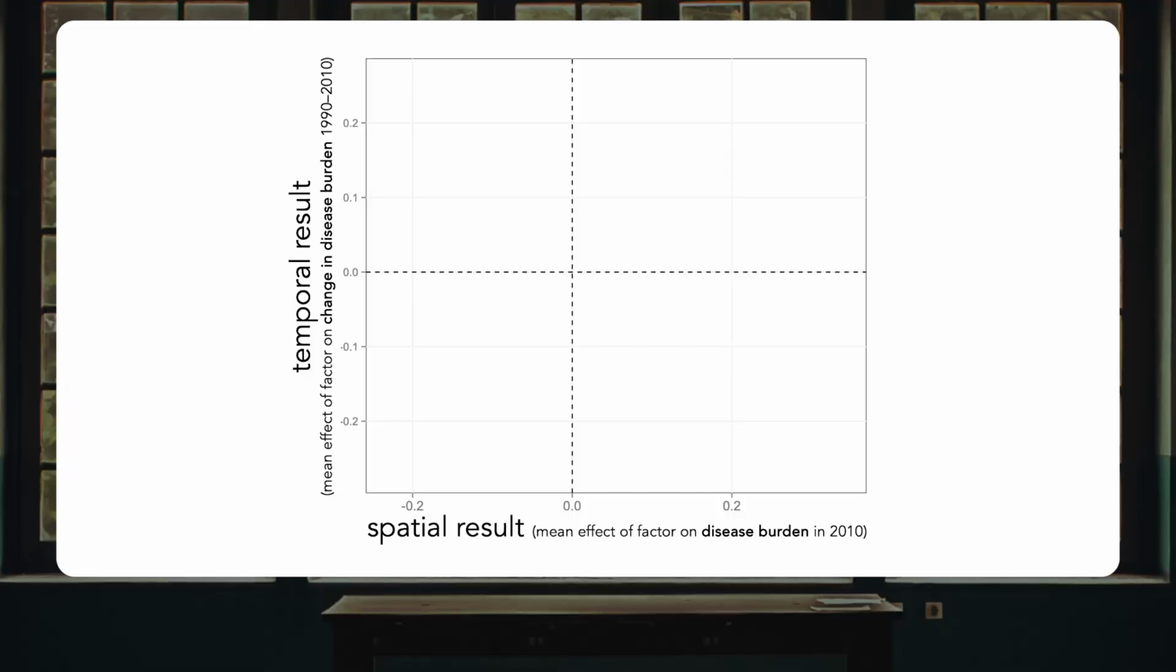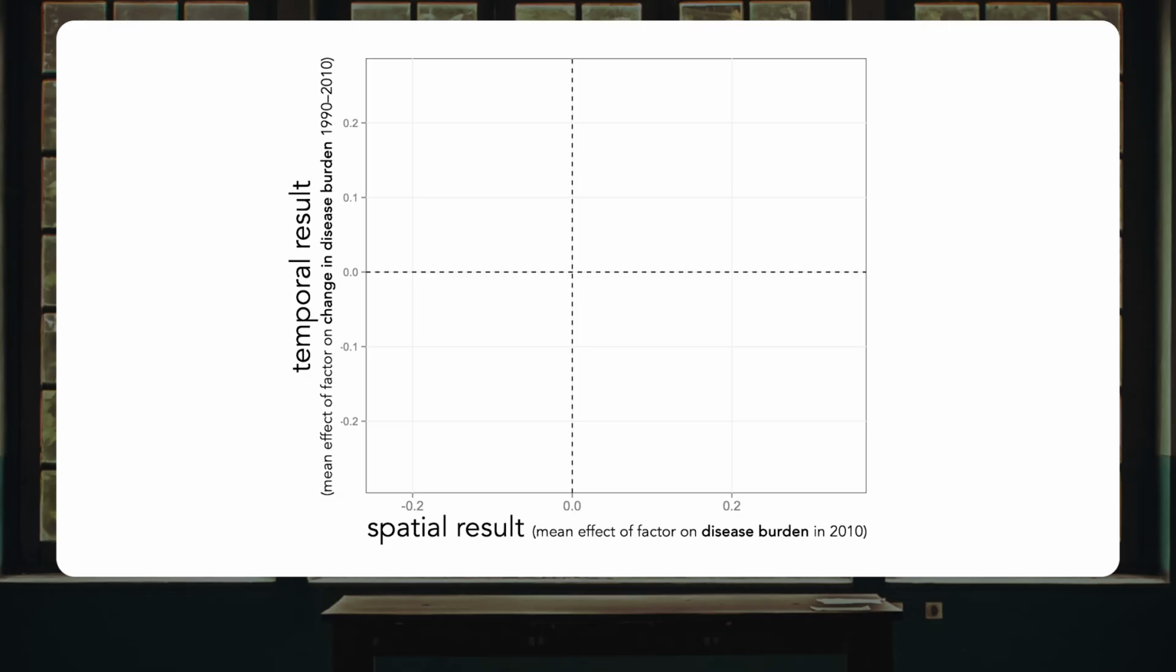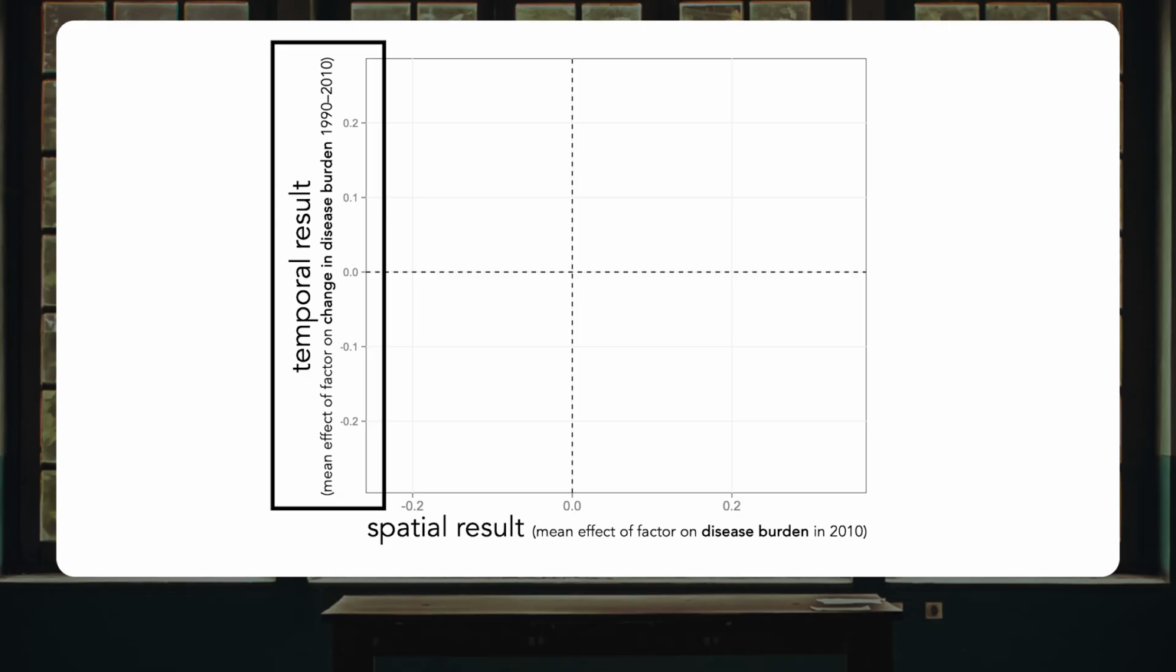Okay, you've looked at the results for individual parasites, but if we want to summarize over all of them and ask what the generalities are, we can look at it like this. In this plot, I've arranged the spatial result on the x-axis, that's the mean effect of a particular factor, wealth, urbanization, whatever, on disease burden in 2010. And then on the y-axis, I've given you the temporal result, which is the mean effect of the factor on change in disease burden from 1990 to 2010.